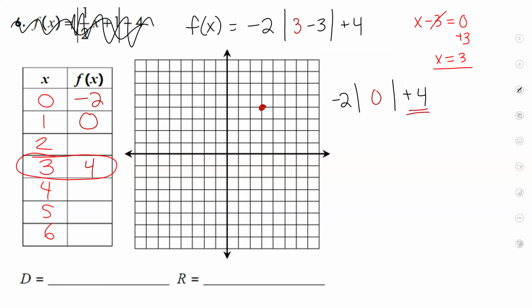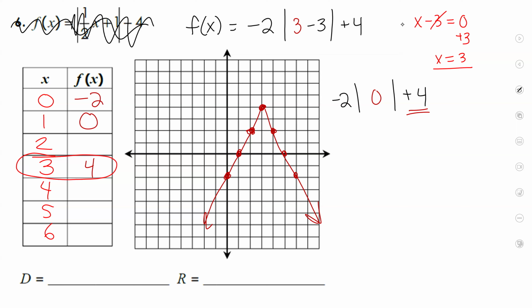I have the point 1, 0. That's right here. I have the point 0, negative 2. It's going to create a V shape. So I know it's going to look like this. It's going to look like that. Okay, keep plugging in numbers. You'll get those points. Let's talk about the domain.